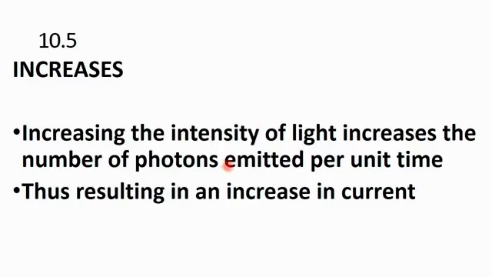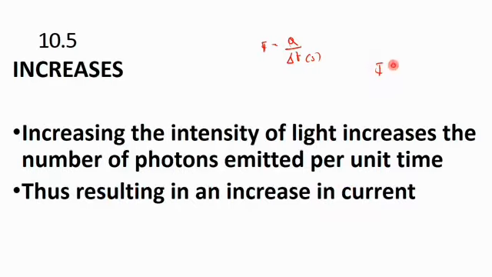We say increasing the intensity of light increases the number of photons emitted per unit time. So when you are increasing the intensity of light, that means more photons will now be emitted from the metal surface, right? So there'll be more electrons emitted on the metal surface as compared to when you have a low intensity light. So increasing the intensity of light increases the number of photons emitted per unit time, or per second in case of the current, because remember it's the charge over change in time, which is in seconds. So thus resulting in an increase in current, right?